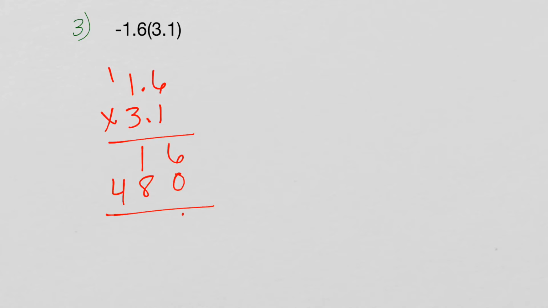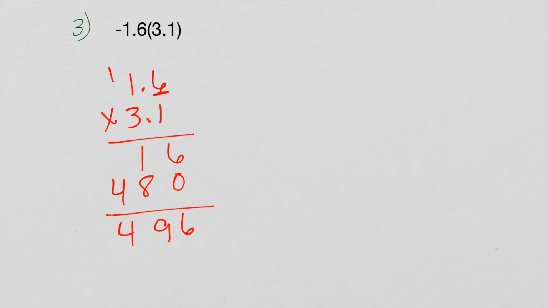Now I'm going to go ahead and multiply. So I'm going to multiply 1.6 times 3.1. 1 times 6 is 6. 1 times 1 is 1. Hold my place value. 3 times 6 is 18. Carry your 1. 3 times 1 is 3, plus 1 is 4. I'm going to go ahead and add 6, 9, and 4.